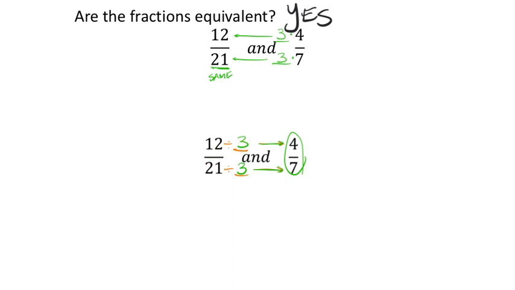Now let's say that I did 21 divided by 3, but I did not get 7. Exactly, it has to be exactly 7. If I did not get 7, then this would not have been equivalent, but it is. So our original answer stands. These are equivalent, but we've shown it now 2 ways.